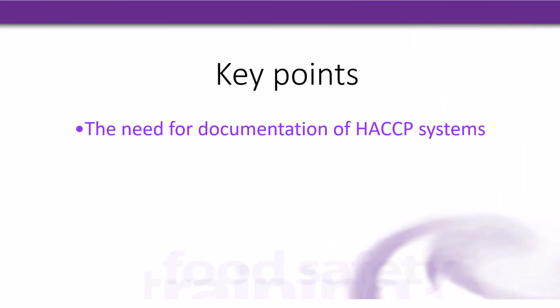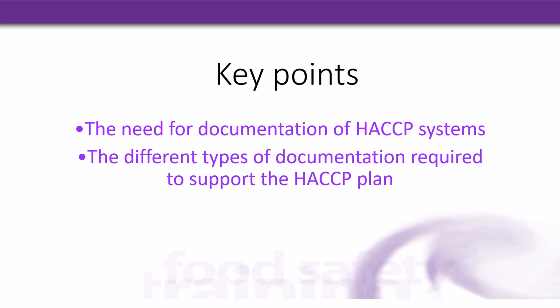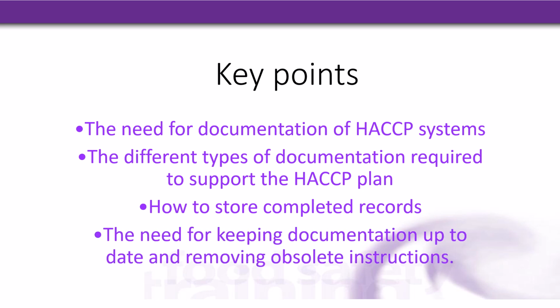So the key points of this last section, which is documentation. The need for documentation for HACCP systems is critical because it is part of HACCP, the 7th principle. The different types of documentation required to support the HACCP plan. How to store completed records, the need for keeping documentation up to date and removing obsolete instructions.